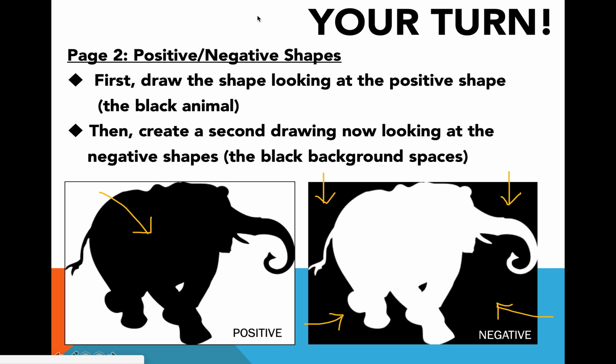And then in the other exercise, I'm going to have you look at the negative shape. So instead of actually thinking of yourself as outlining an elephant, I want you to think about outlining those black shapes that have the yellow arrows in them. So there's a kind of interesting organic black shape in the top left corner, and then in the top right corner, and the bottom right, and then in the bottom left as well.